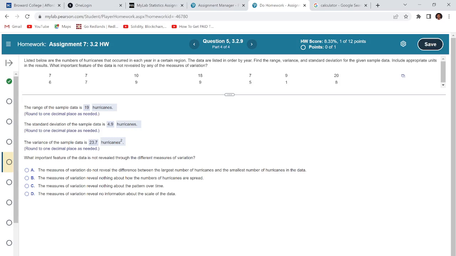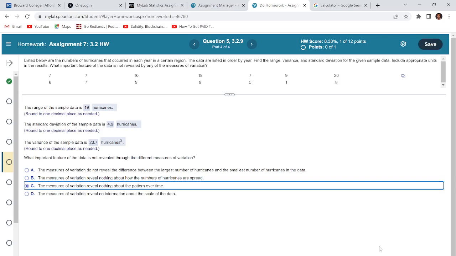The measures of variation do not reveal the difference between the largest number of hurricanes and the smallest number of hurricanes in the data. That's not true, because that is the range. The measures of variation reveal nothing about how the number of hurricanes is spread. That is also not true, because that's the whole point of finding the measures of variation. The measures of variation reveal nothing about the pattern over time. And the last one is the measures of variation reveal no information about the scale of the data.